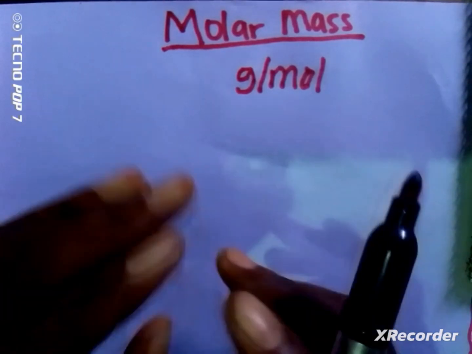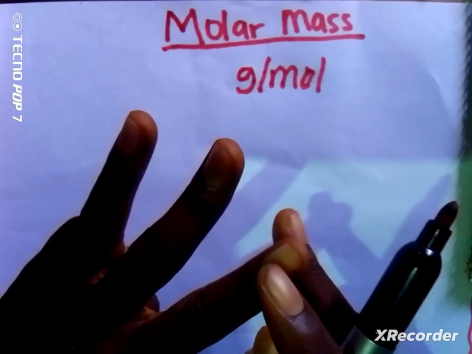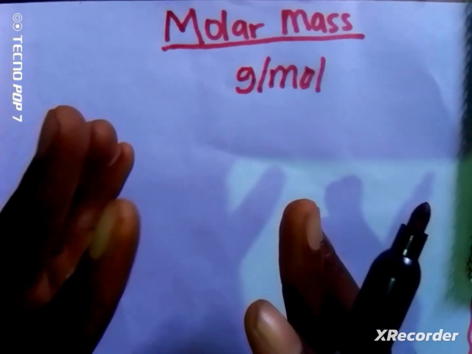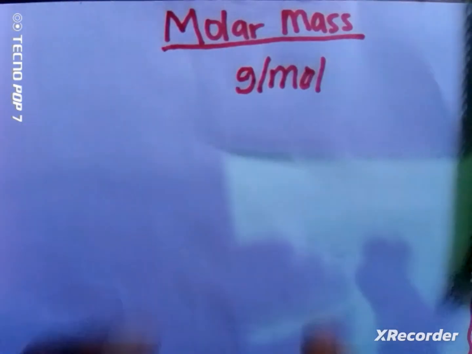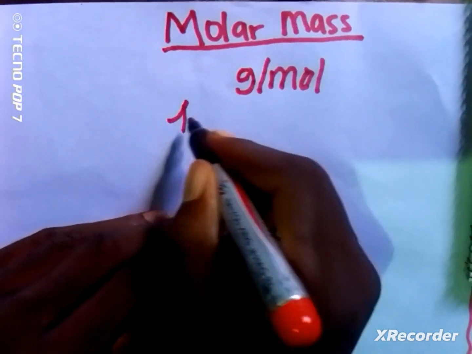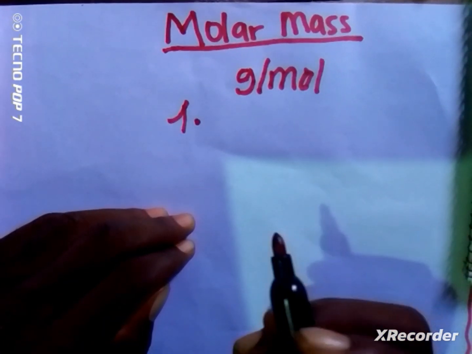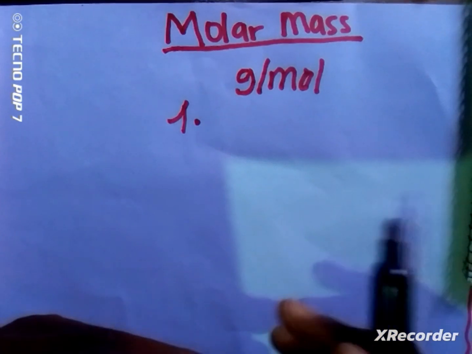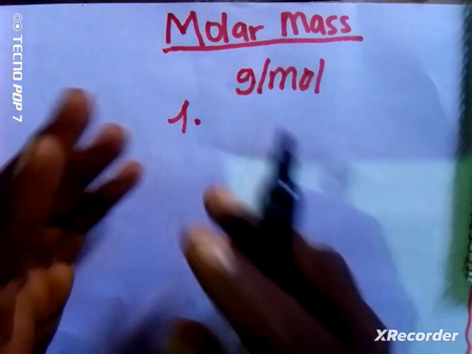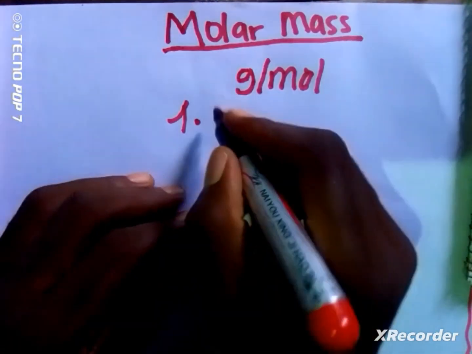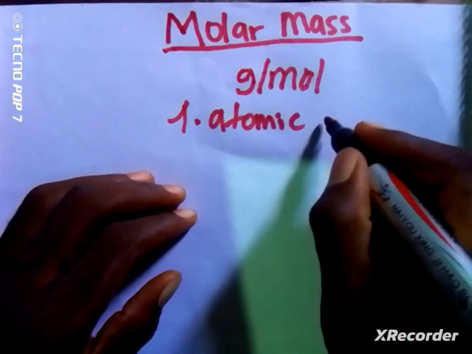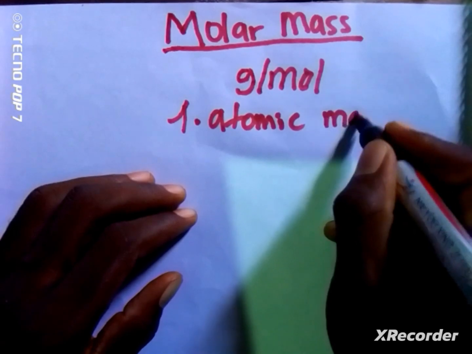So there are three major steps involved when you are calculating the molar mass of a compound. The first step, you have to look up the atomic mass of that particular element on the periodic table. So you have to look up the atomic mass.